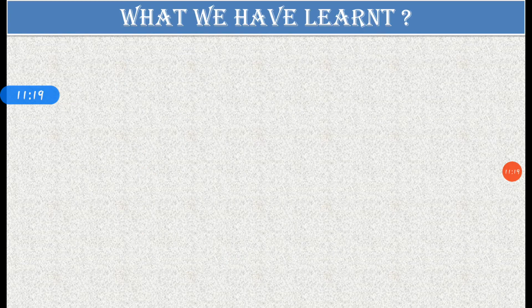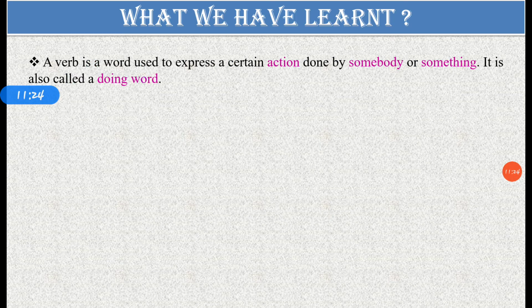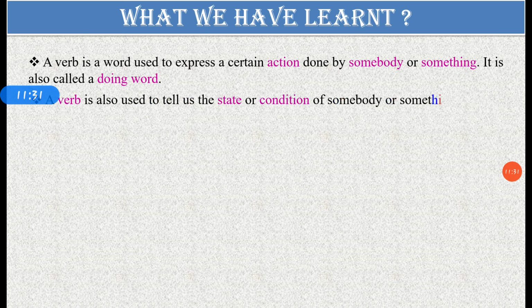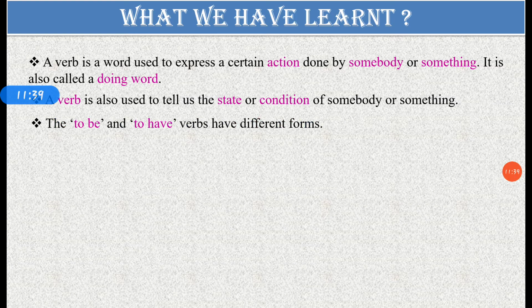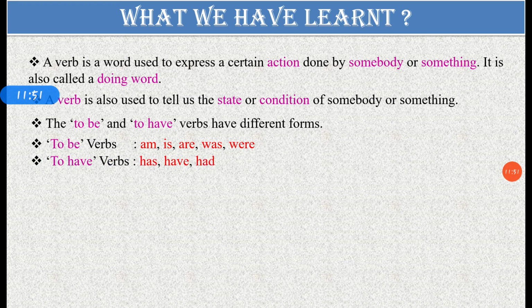So what we have learned in this video: a verb is a word used to express a certain action done by somebody or something. It is also called a doing word. Or we can say a verb is also used to tell us the state or condition of somebody or something. The to be and to have verbs have different forms. To be verbs are am, is, are, was and were, and to have verbs are has, have and had.